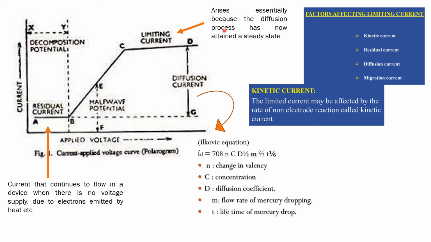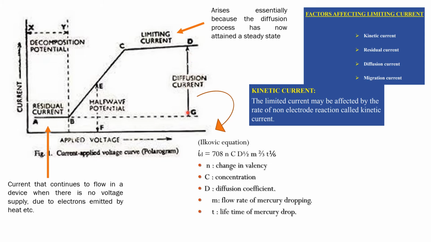It arises essentially because the diffusion process has now attained a steady state. So when the diffusion process has attained a steady state, there is no further current flow. So these are some of the important points regarding the polarogram. Now, what is diffusion current?